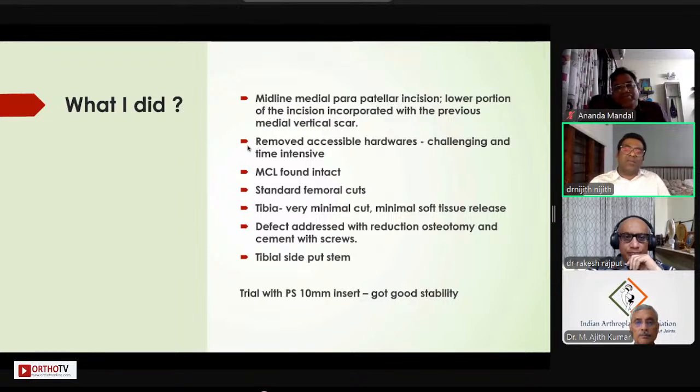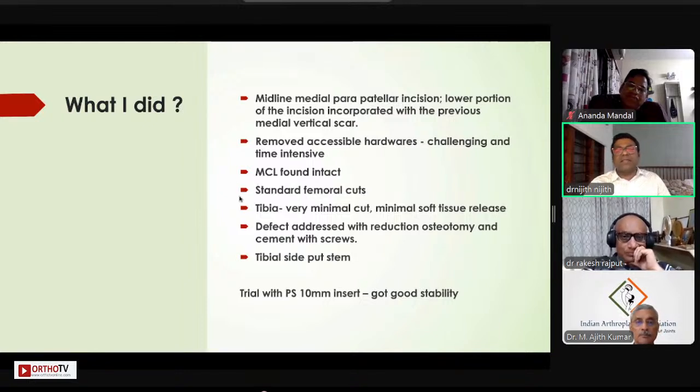That medial removal of all the implants. I could go medially and posterior, posteromedial to the femur. Then intraop, the MCL was intact and I took standard femoral cuts. And on the tibia, I took very minimal cut and minimal release. With the 10 mm poly with PS insert, I got a reasonably good stability.